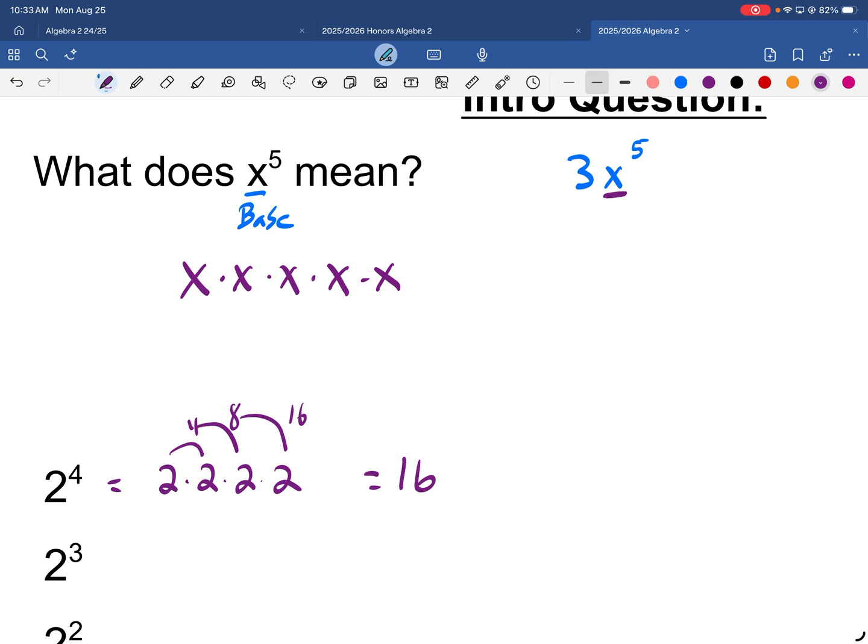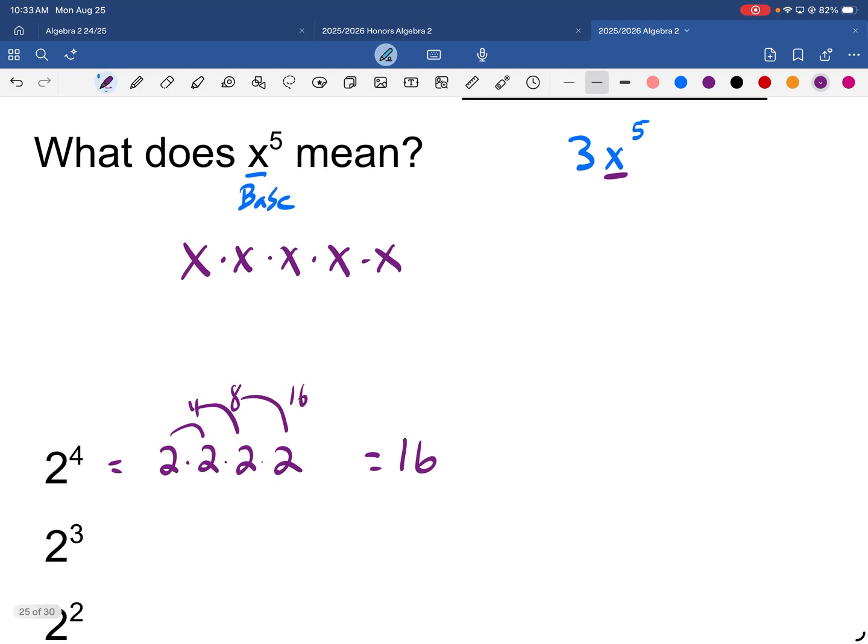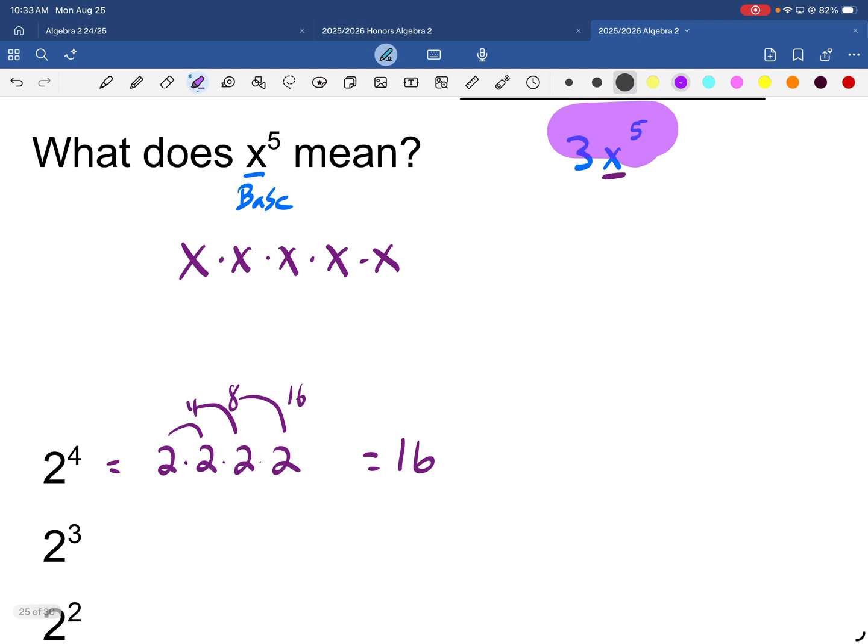And again, if we start going down the line, well, hang on here. Let's go back up to this one real quick, and let's talk about this. If I was going to write this in expanded form, the 3 is not repeating 5 times. The only thing that's repeating 5 times is the x value, because that's our base that's written to an exponent. So if I was going to expand that out, that would be 3 times x times x times x times x times x. The 3 is not being raised to a power.